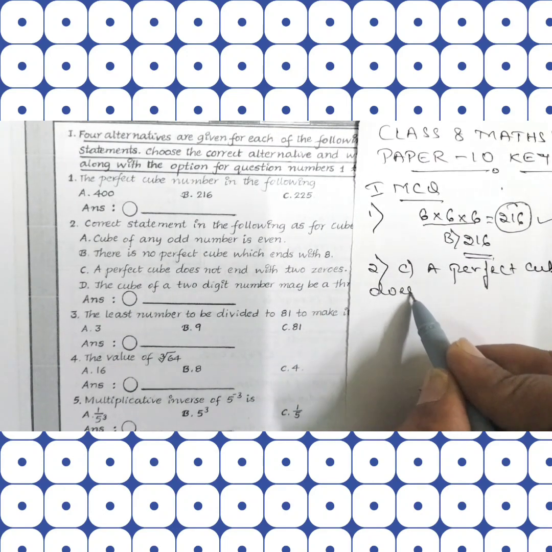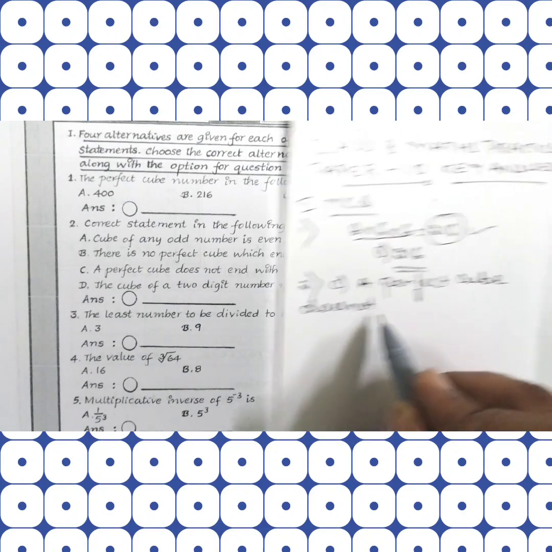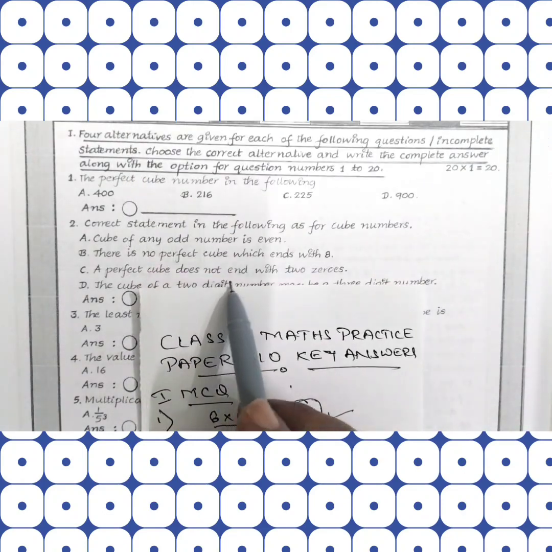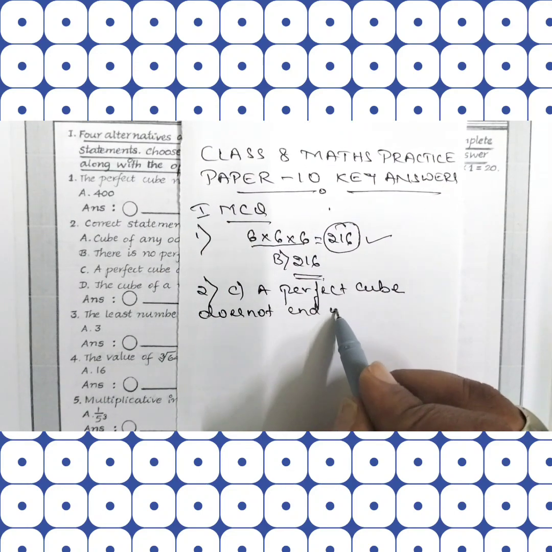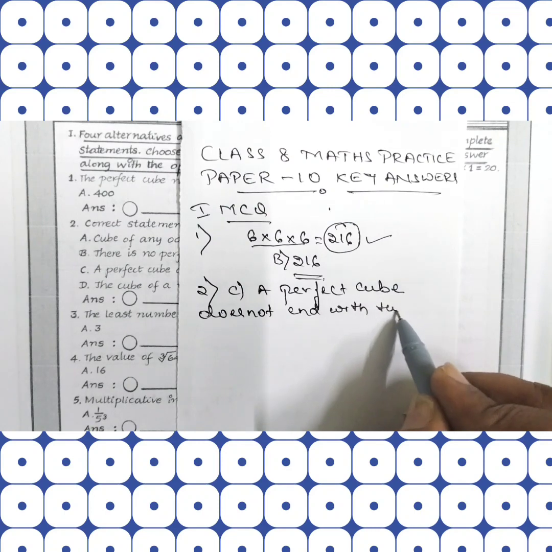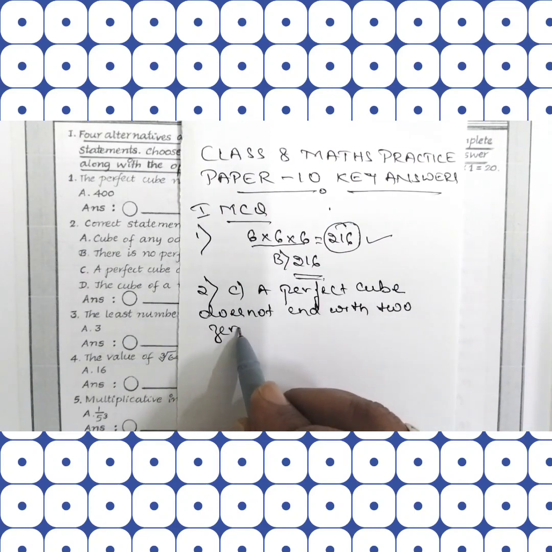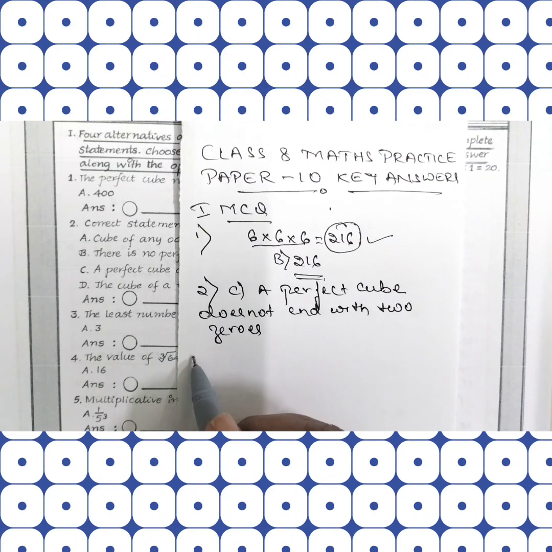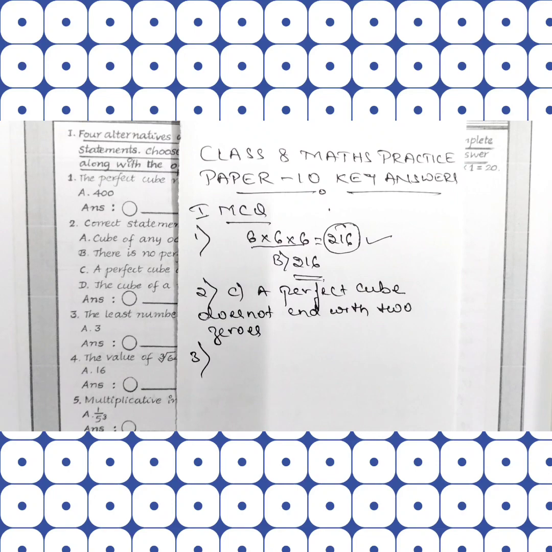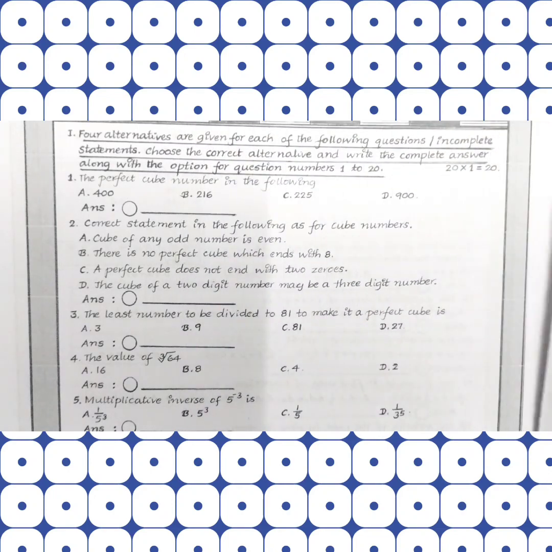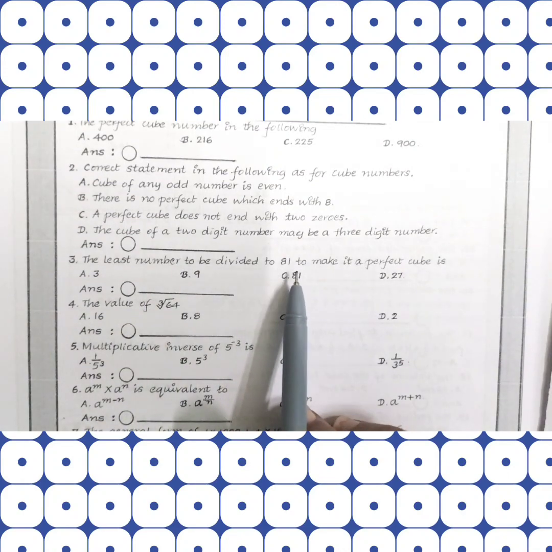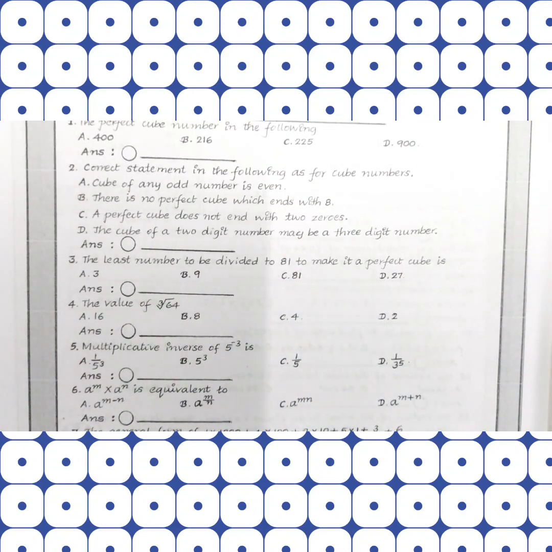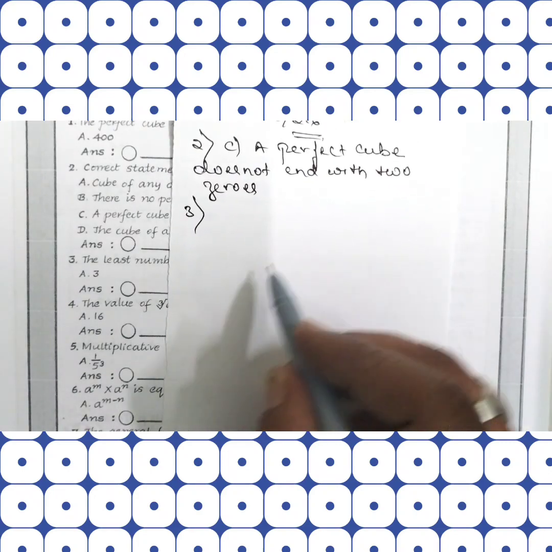A perfect cube does not end with 2 zeros. So this is the right answer. So option C, that is a perfect cube does not end with 2 zeros, is the right answer for the second question. Now coming to the third question, the least number to be divided by 81 to make it a perfect cube. So now let us answer the third question.